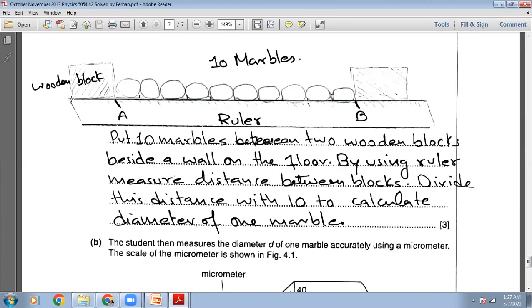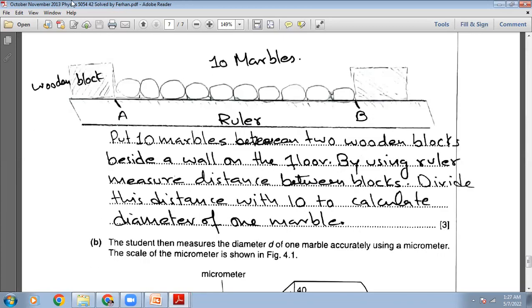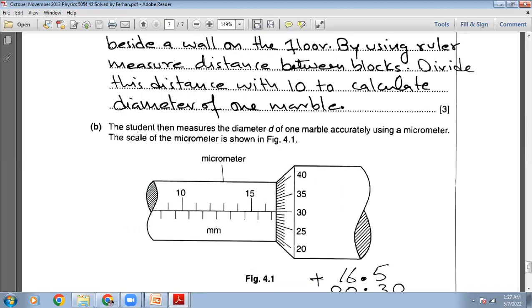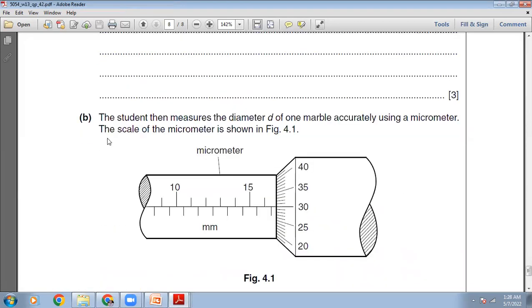Okay. So they put 10 marbles between two wooden blocks beside a wall on the floor, use a ruler to measure the distance between the blocks, and divide this distance by 10 to calculate the diameter of one marble. I hope you understand this experiment, what I'm saying. Okay, the question says the student then measures the diameter. That's the next question. Let me show you.